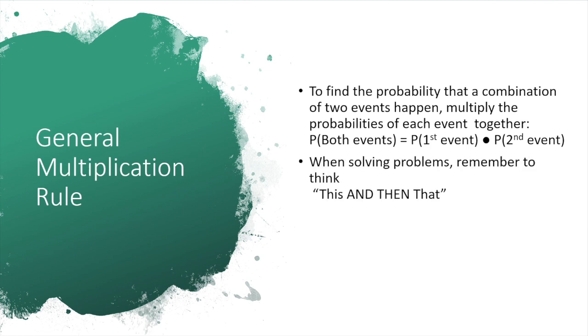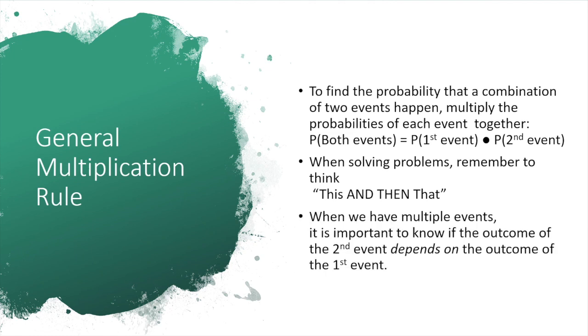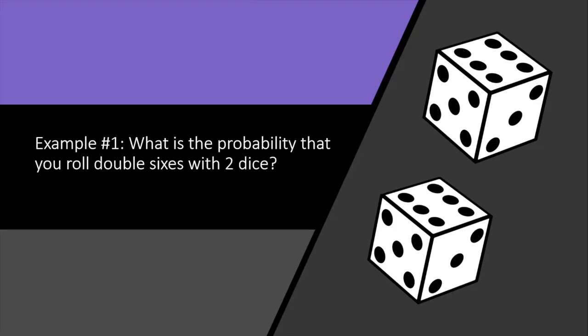And when you're doing these problems, if you think about it in an order where you have a first event and then a second event, then what we need to take into account is, does the probability of the second event happening depend on the outcome of the first event? And if you recall, that's a form of conditional probability, and we're going to get into that in just a minute. Let's do some examples and it will be more obvious about what we're talking about.